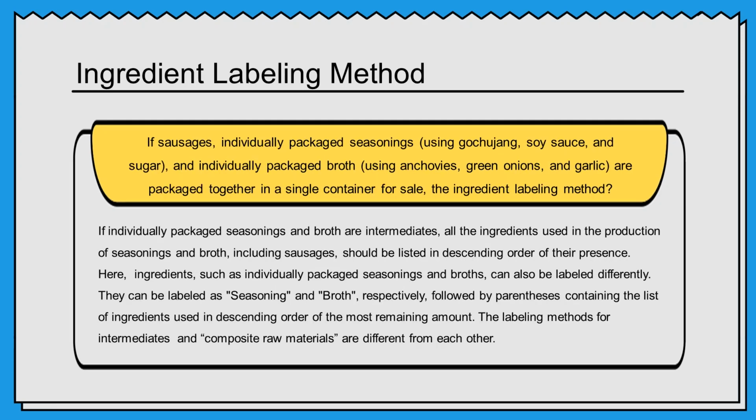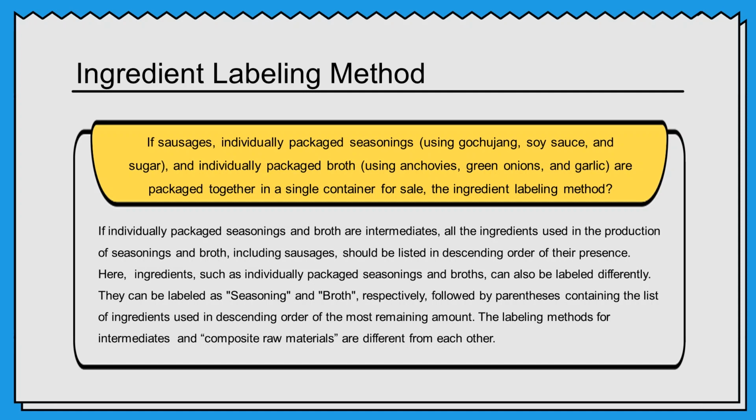If individually packaged seasonings and broth are intermediates, all the ingredients used in the production of seasonings and broth including sausages should be listed in descending order of their presence. Here, ingredients, such as individually packaged seasonings and broths, can also be labeled differently. They can be labeled as seasoning and broth, respectively, followed by parentheses containing the list of ingredients used in descending order of the most remaining amount. The ingredient name can be labeled based on the raw materials used to make the broth.